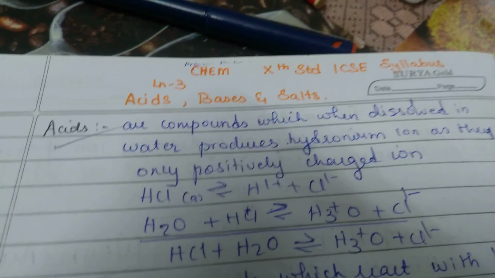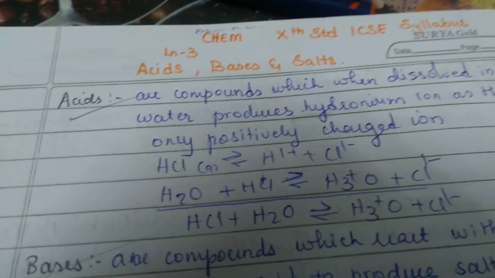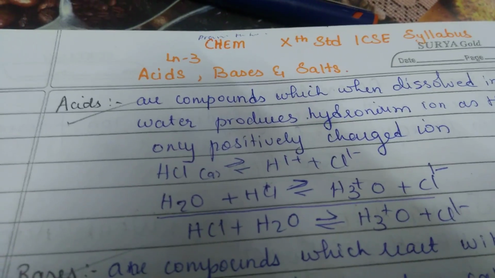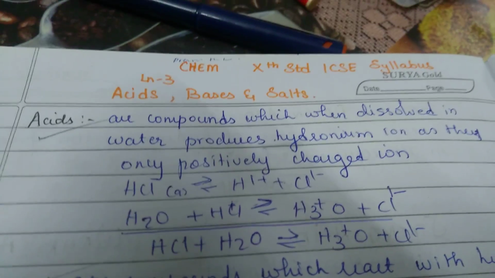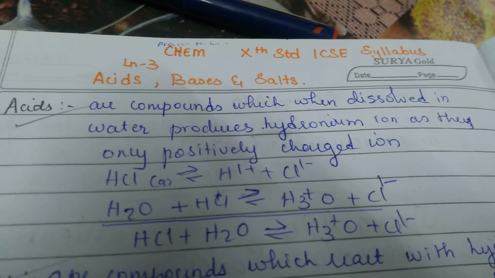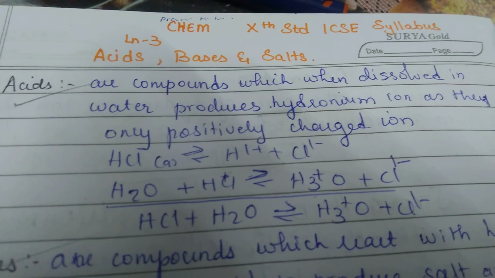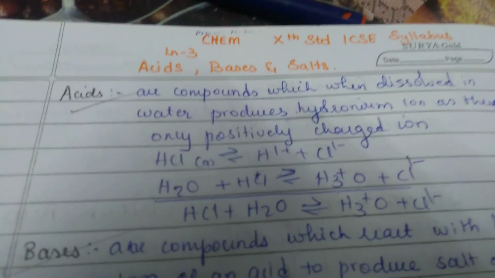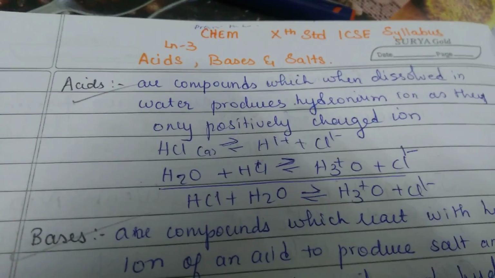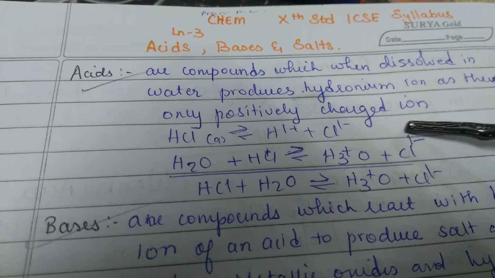So let us see lesson 3, acids, bases and salts. When you see the definition of acids, they are compounds which, when dissolved in water, produce hydronium ion as the only positively charged ion. When you see the example of hydrochloric acid dissociated in water, it produces H+ and Cl- ions, which when reacted with water produce hydronium ion, that is H3O+ and Cl-.